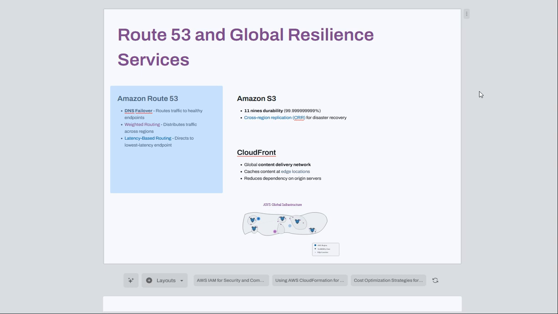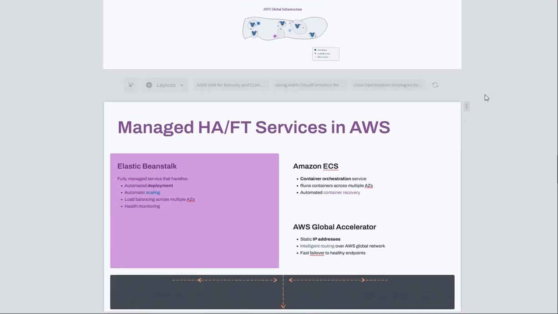And the other one is CloudFront, the global content delivery network. This caches content at edge locations. Edge locations are everywhere in the world, so many places, right? It reduces dependency on origin servers. So it gives you cached content, so it doesn't always need to depend on the origin servers, where they are located, to bring the traffic into another location in another geographic region, right?